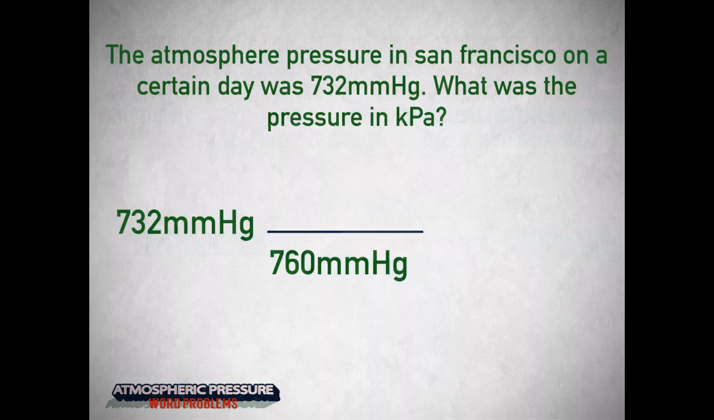Okay, let's take a look at another word problem. The atmospheric pressure in San Francisco on a certain day was 732 millimeters mercury. What was the pressure in kilopascals? My given unit was 732 millimeters mercury. The unit that I want to get rid of is millimeters mercury, so I put that in the denominator. And whatever unit I'm converting to, it's going to have to go with 760 millimeters mercury, given that that was what my given was. So I want to convert to kilopascals.